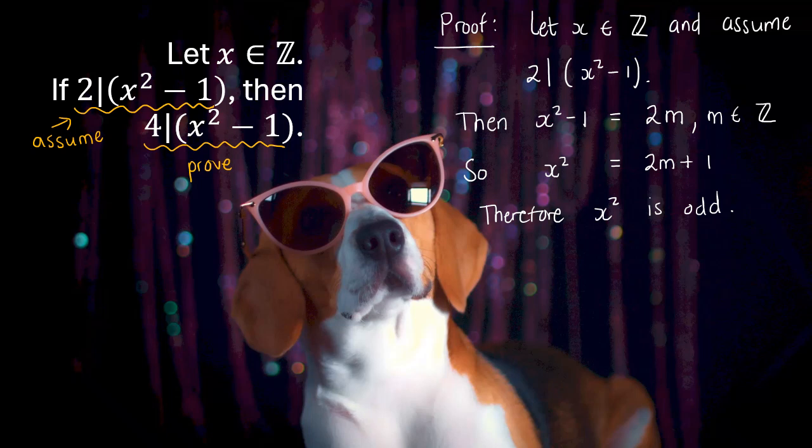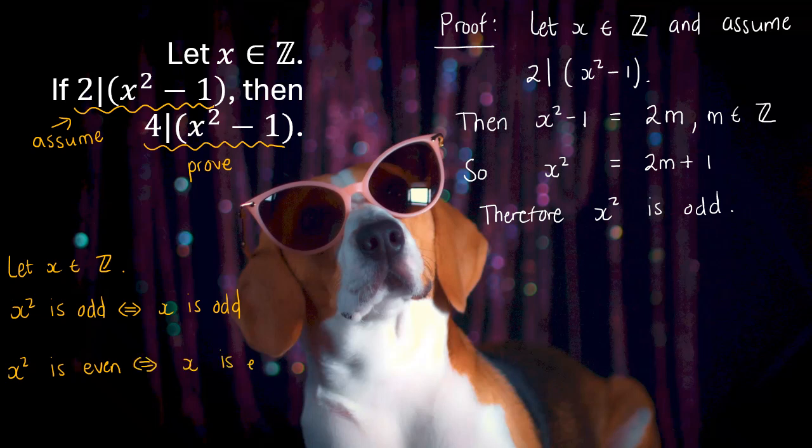Now, there's a result that states the following, and I'm going to write it here on the left-hand side. It says, if x is an integer, we have the following. X squared is odd if and only if x is odd. Another way of writing this is to say that if an integer squared is even, this will be true if and only if the integer that is being squared is even itself.